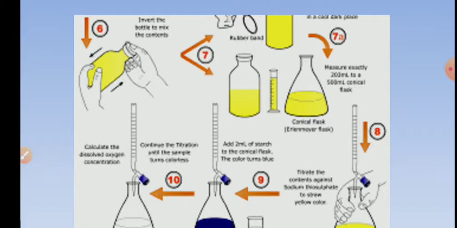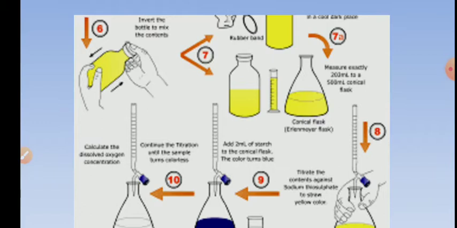Now, from the bottle, collect 203 ml of water sample. The color will become golden yellow. The precipitate will dissolve and it will be almost golden yellow in the bottle. Now, take out 203 ml of the solution from the bottle and put it into a conical flask.